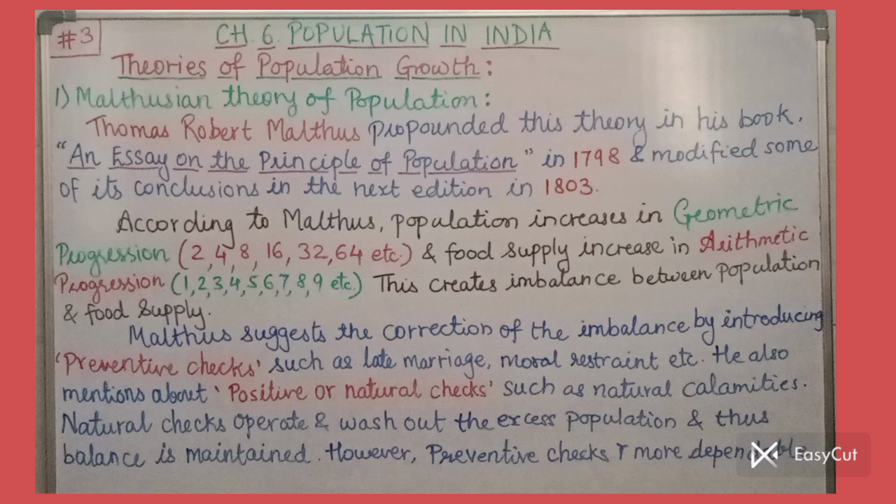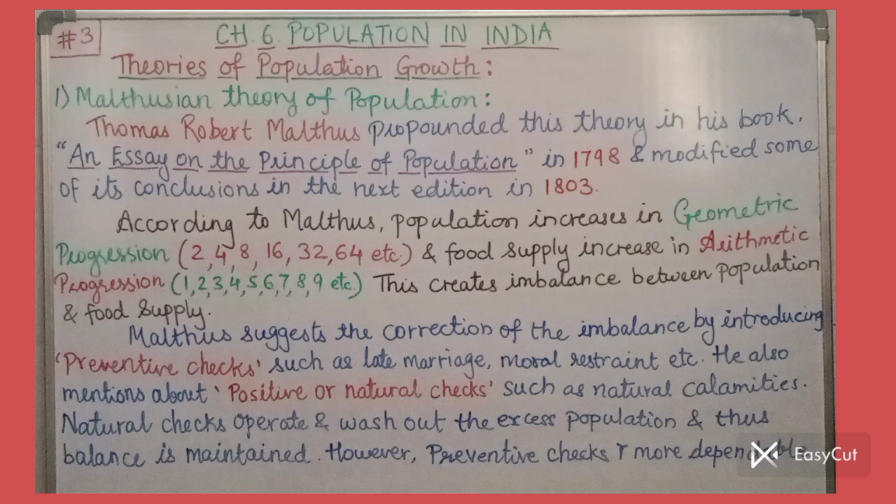So according to Malthus, population increases in geometric progression. It means 2, 4, 8, 16, 32, 64, likewise in geometric progression. Whereas the food supply increases slowly because it increases in arithmetic progression. That means plain like 1, 2, 3, 4, 5, 6, normal arithmetic progression. So what happens is, I hope you understand from these numbers, the population rises too much.